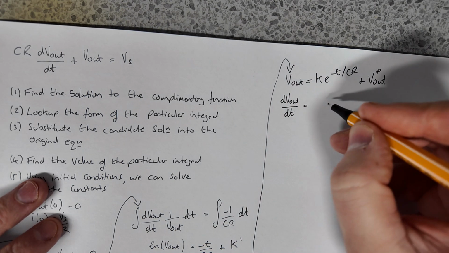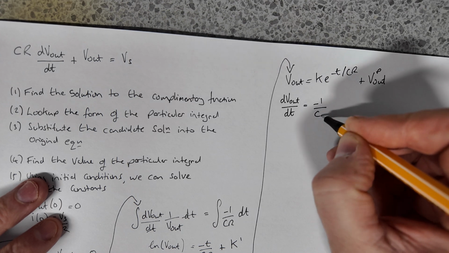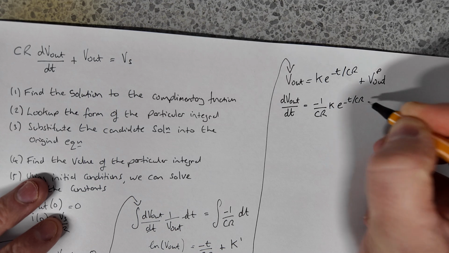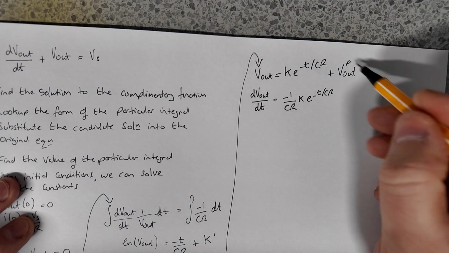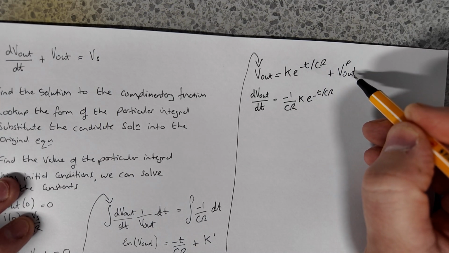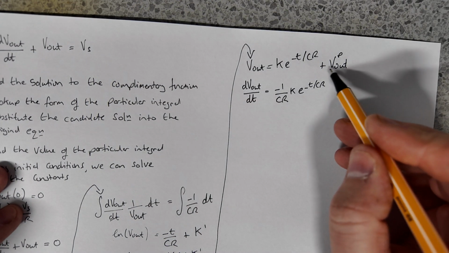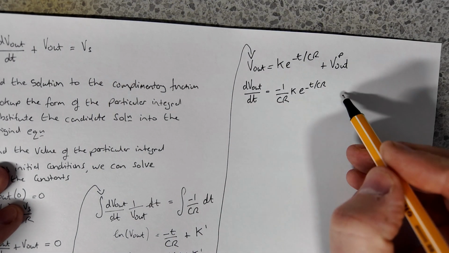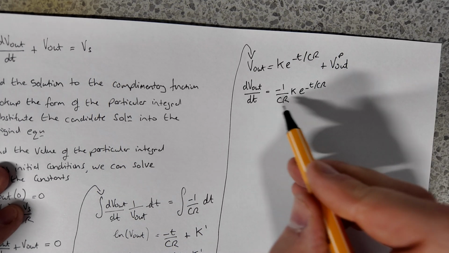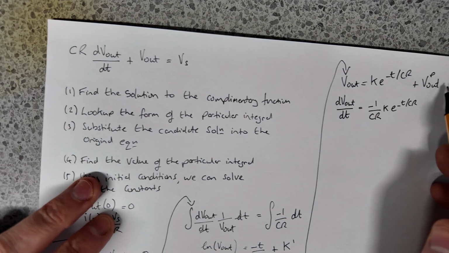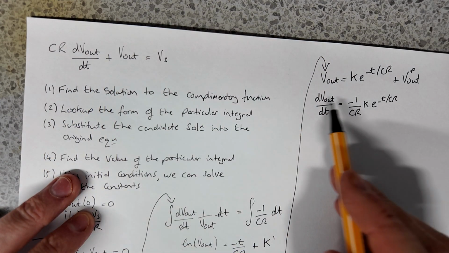That's going to be minus 1 over CR times k e to the minus t over CR, and we know from the table of results that when our forcing is a constant, our particular will take on a constant, and when you differentiate a constant it goes to 0, so that's just it. So now in this expression we've got V out, which is this bit, and we've got dV out by dt, which is this bit.